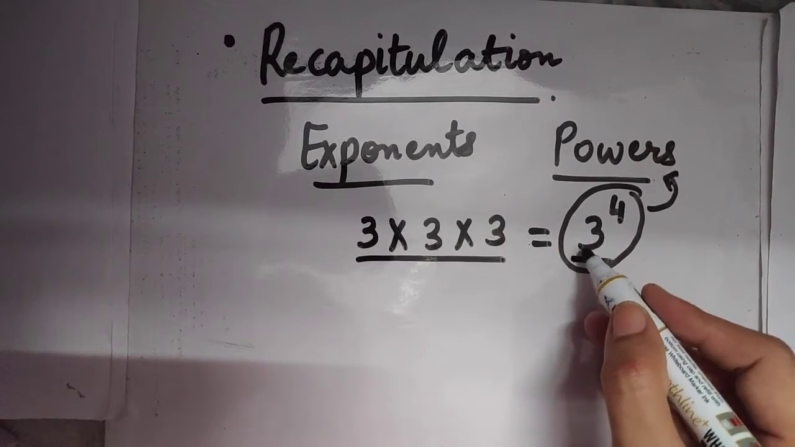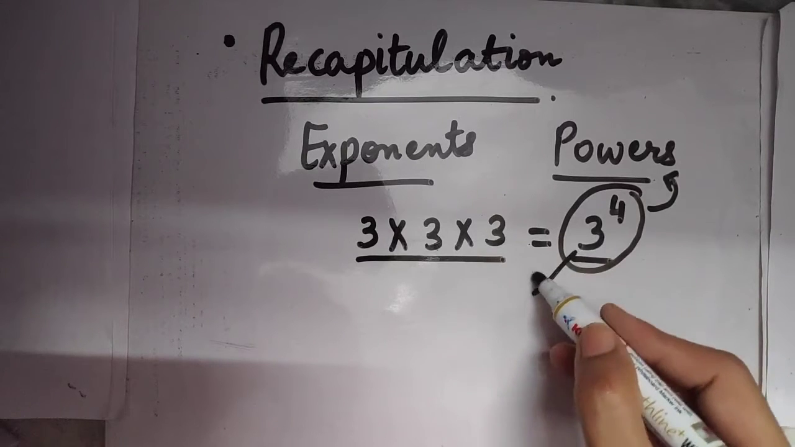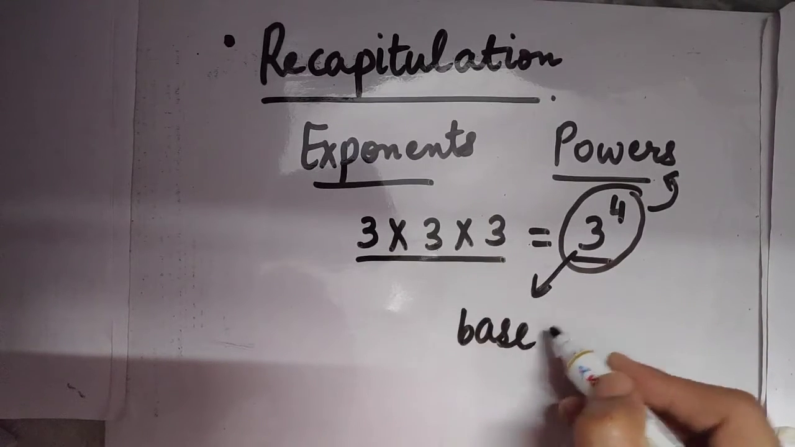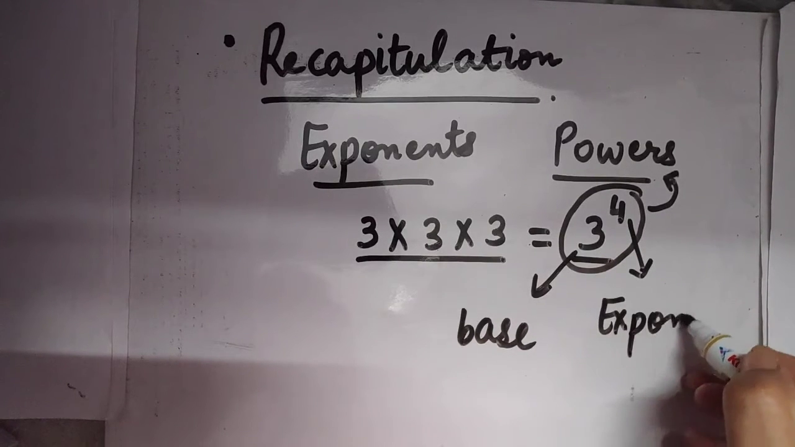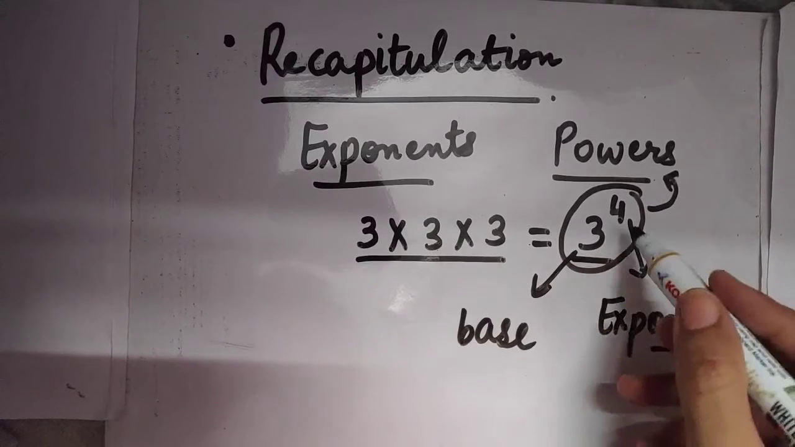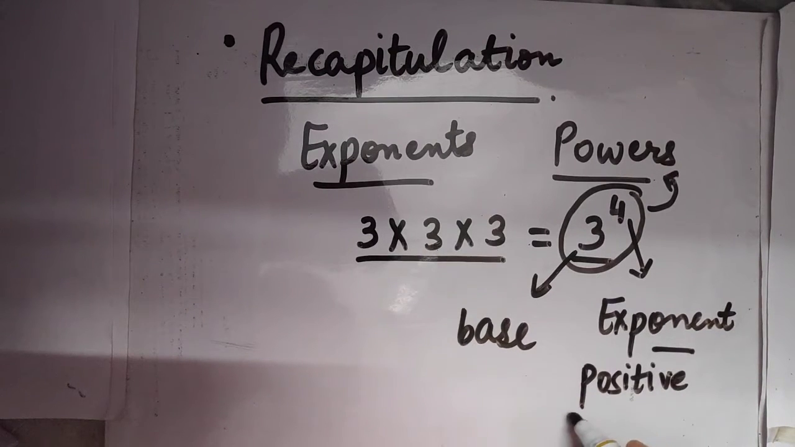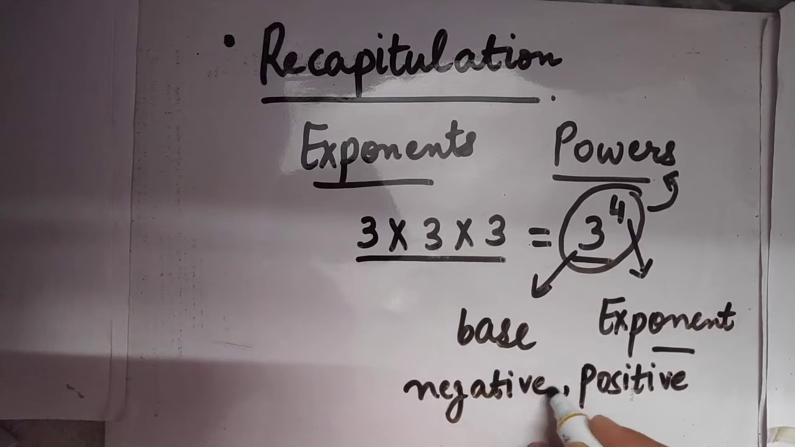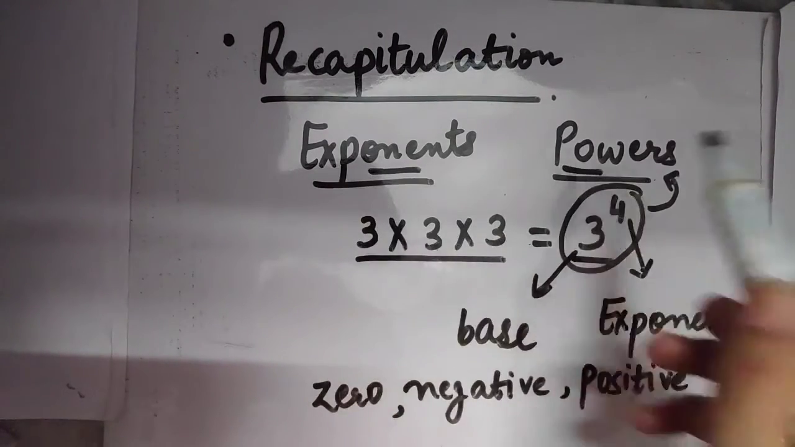Now in this 3 raised to the power 4, we read it like this, 3 raised to the power 4. In this 3 is the base and this 4 is the exponent. And this exponent can be positive. Here it is positive. It can be negative also. It can be 0 also. So we have seen the difference between exponents and powers.